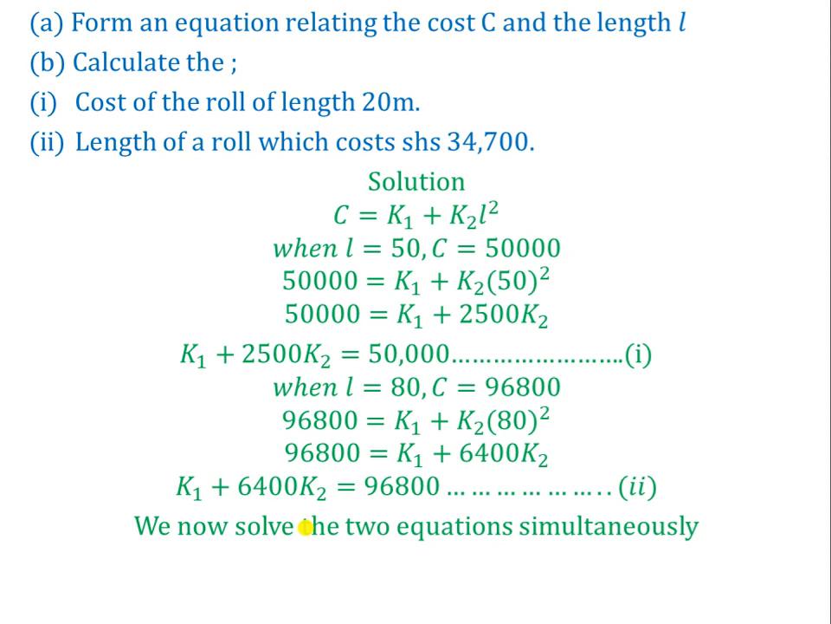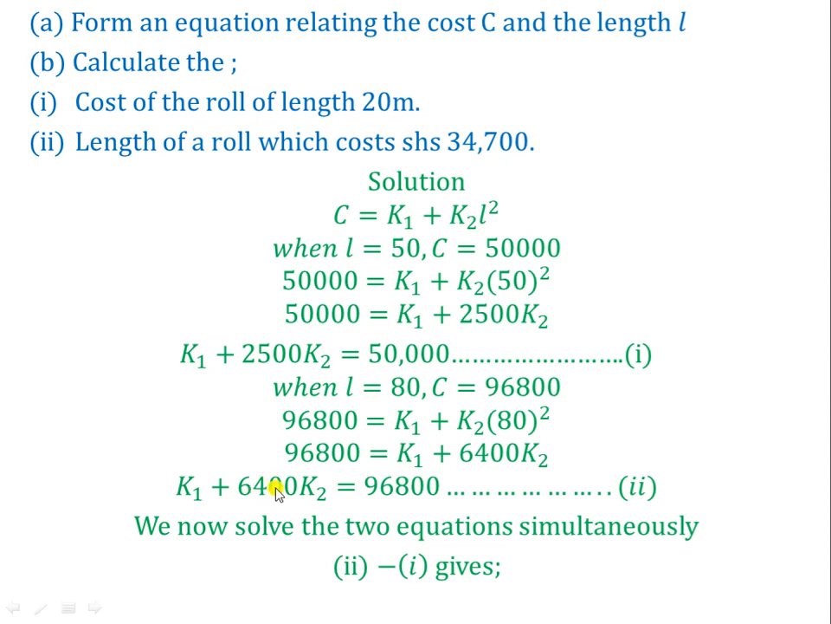Now, which method are we going to use? I'm going to simply use elimination for the sake of simplicity. Since I see K1 in both equations, I can eliminate it by simply subtracting, either equation 1 minus equation 2, or equation 2 minus equation 1. So I will decide to take equation 2 minus equation 1. When I get this equation minus this one here, K1 will cancel.